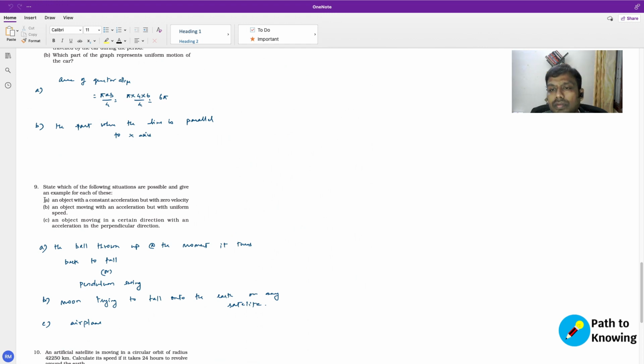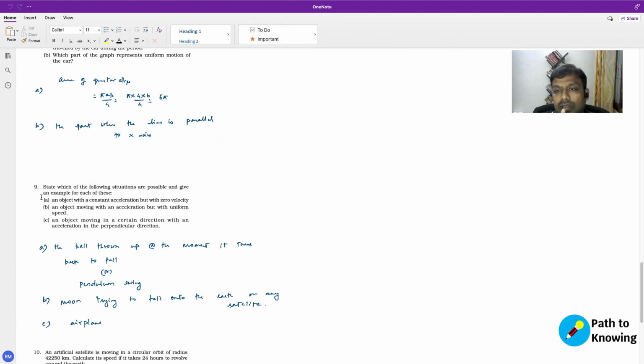Okay. So what this means is that the object has gone through a constant acceleration, but its velocity is actually zero. So you typically think that acceleration is the rate of change of velocity, right? So as and when the object acquires or loses velocity at a certain rate, that is what is called acceleration.